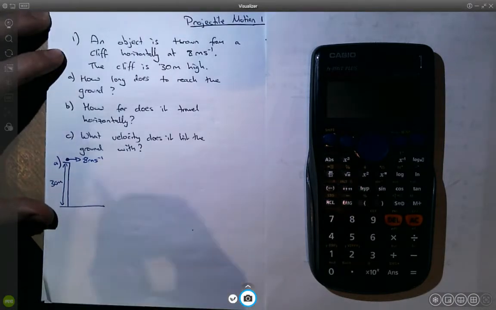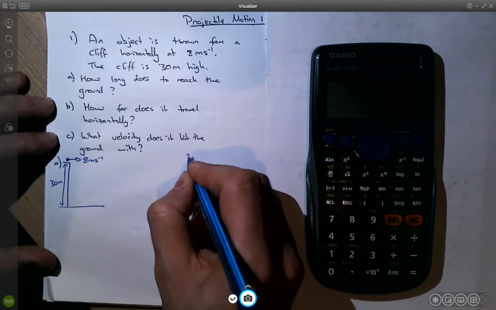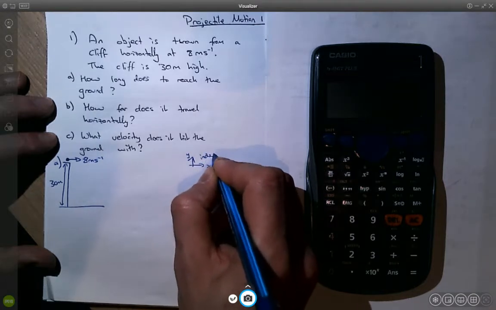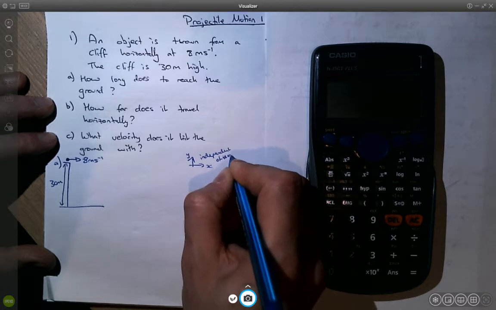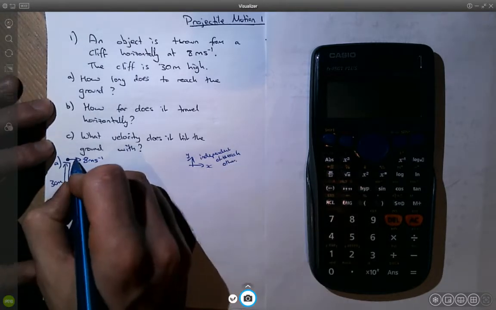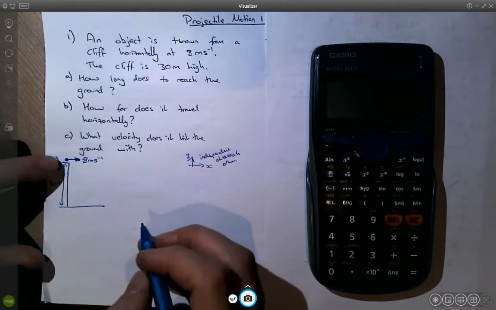So what do we need to do? Well, we need to realize that the y motion and the x motion are independent of each other. So they don't affect each other. So its horizontal motion has no impact on the vertical motion. So vertically, what is going on?